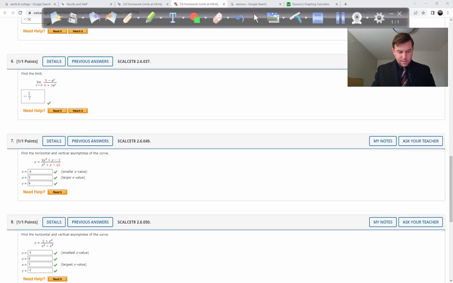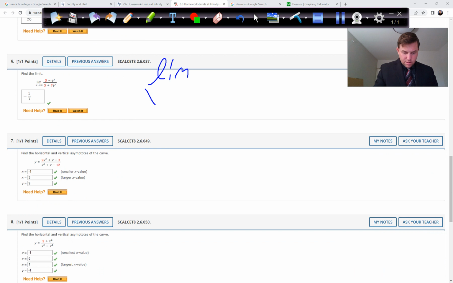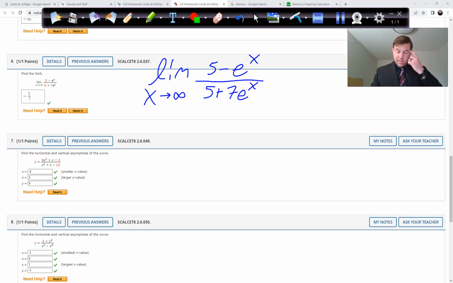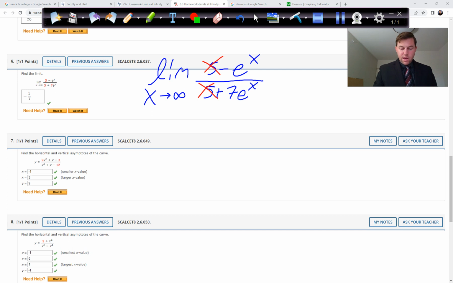Okay, problem 6, it says find the limit. Well, let's write it. Find the limit x going to positive infinity of 5 minus e to the x divided by 5 plus 7e to the x. And e to the x is going to dwarf any kind of constant. So e to the x grows really fast, so this 5 is not going to matter, this 5 is not going to matter. I need the 7 still. So this is going to simplify to the limit x approaches infinity of negative e to the x divided by 7e to the x.